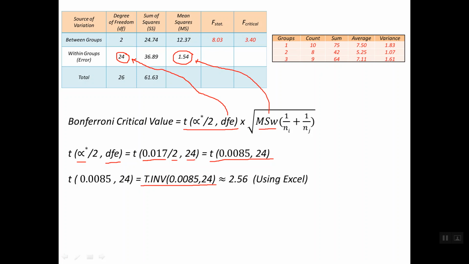So you can select any cell inside an Excel sheet and write first equals T.INV. It will ask you about the value of the probability. For one tail we have 0.0085. Then it will ask you about the degree of freedom, which is 24. So the result is about 2.56. So this is the formula to get the value of t for degree of freedom 24 and probability of 0.0085.